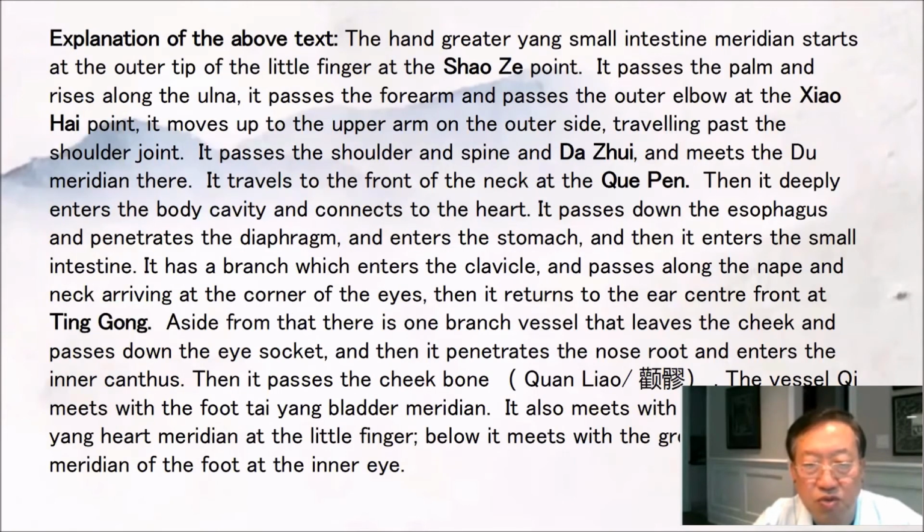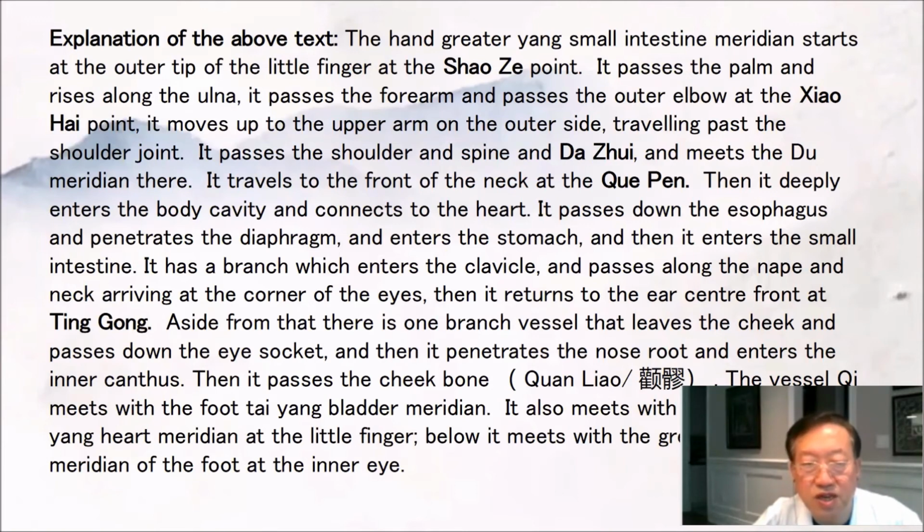Explanation of the above text. The hand greater yang small intestine meridian starts at the outer tip of the little finger at the Shaozi point. It passes the palms and rises along the ulna. It passes the forearms and passes the outer elbow at the Xiaohai point. It moves up to the upper arm on the outer side, traveling past the shoulder joint. It passes the shoulder and spine and dajui and meets the Du meridian there.